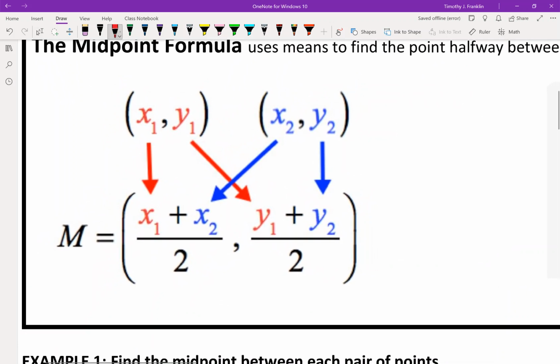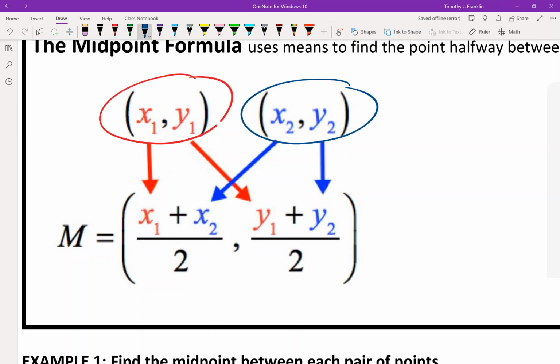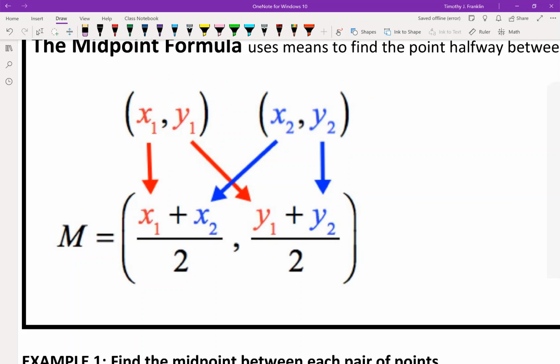You see we have 2 points here, point 1 and point 2. And what we do is add up the x values and divide by 2 to find the midpoint x value. And then the same thing for the y values, add them up and divide by 2 to find the midpoint y value. And then together they make the ordered pair of the midpoint.